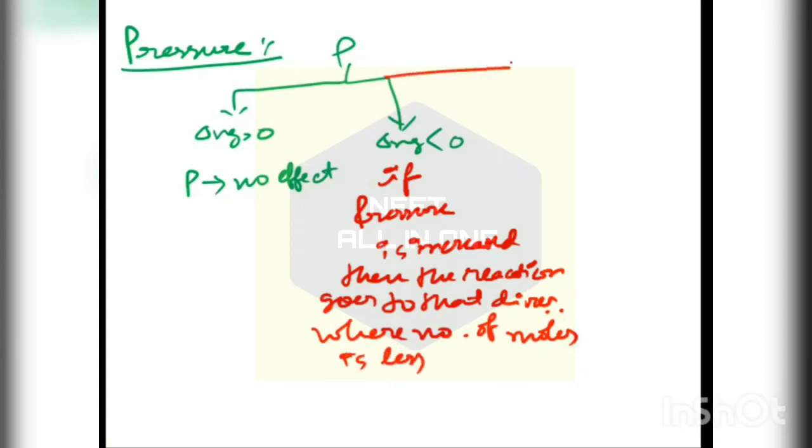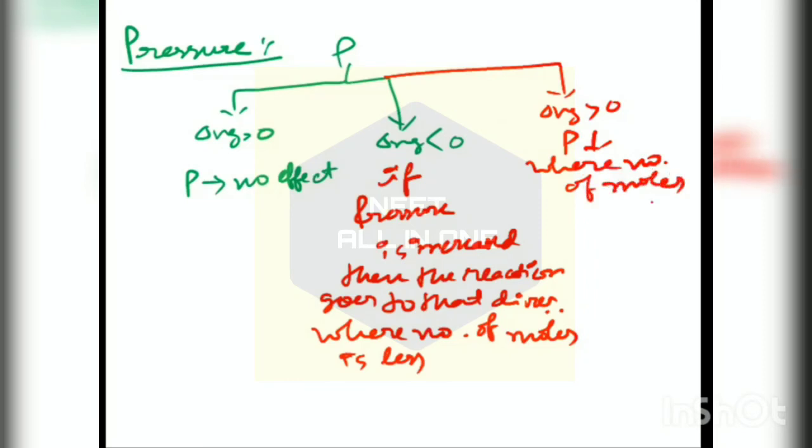Okay, and what happens when del Ng is greater than 0? That means the pressure is decreased. So if pressure is decreased, the reaction will go to that direction where the number of moles is increased or more. Okay. So let's see an example. You will understand better.